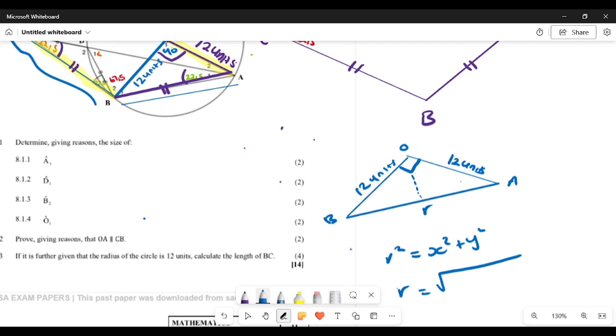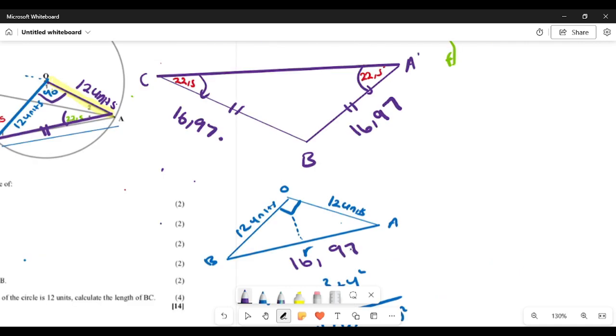And remember, we said BA is going to be equal to CB. And why is that? It's because these two angles are equal, right? This would also be 16,97, right? So in a nutshell, this or that will be the length of BC that they required us to calculate.